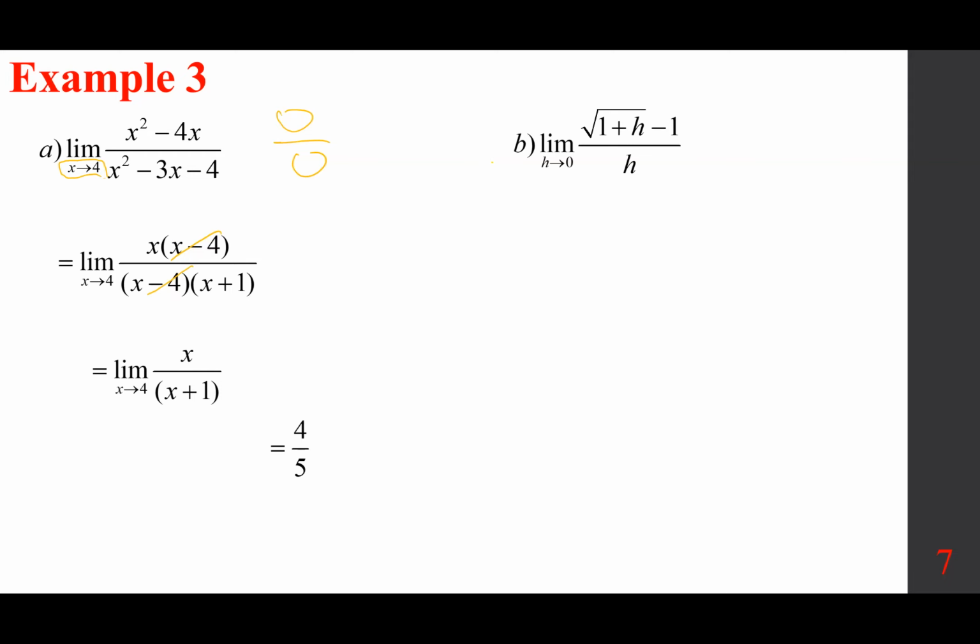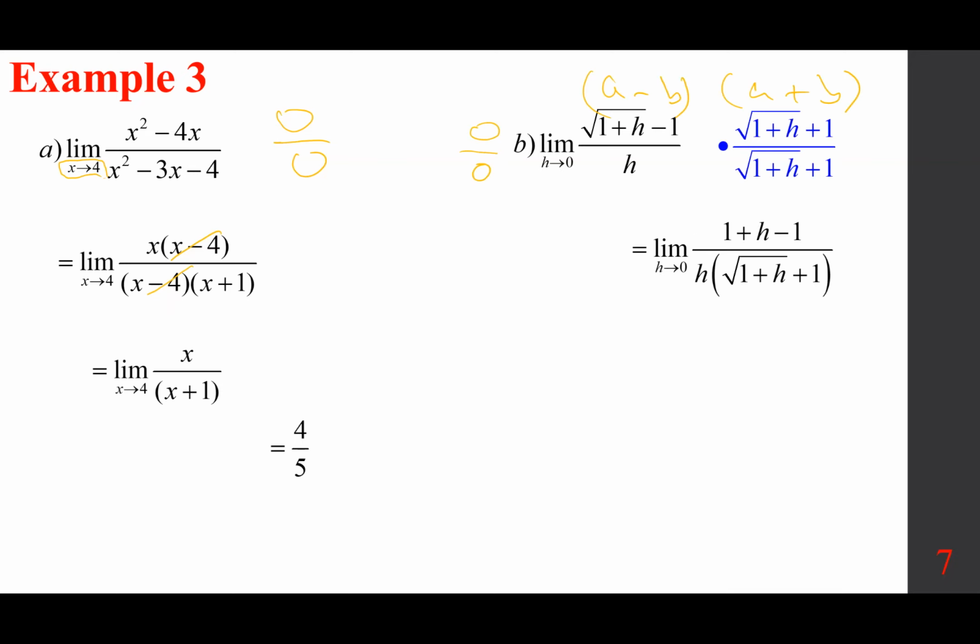Same thing happens here, 0 over 0. Therefore, we multiply by its conjugate. Again, a minus b times a plus b results in a squared, which means 1 plus h comes out, minus 1 squared, which is 1. 1 and negative 1 cancel each other. Also, h cancels out the h. We put 1 here, and when we plug in 0, we get square root of 1, which is 1, and 1 plus 1 is 2. 1/2 is the final answer.